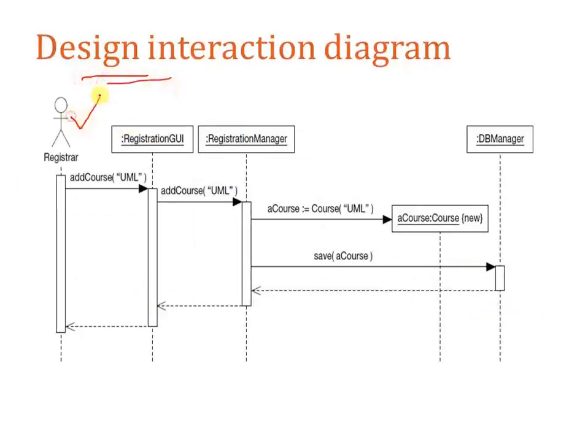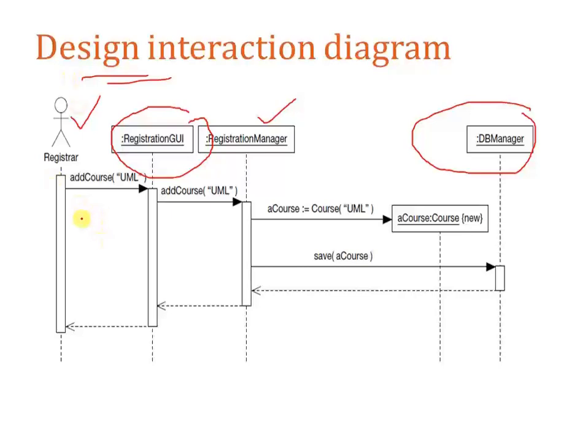You can see registrar and registration manager are the two different classes which are retained. Now here the changes are: registration GUI, that is graphical user interface, is a new class which is felt to be most important. That's why I have added this. And also the database manager. So two new classes are introduced in the design perspective. So this is the interaction diagram which has been changed based on the design perspective.